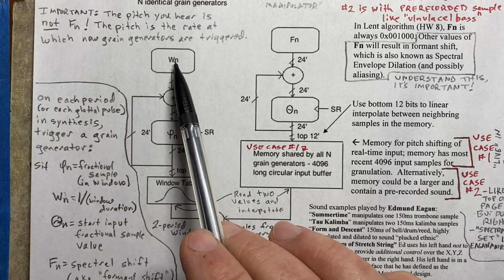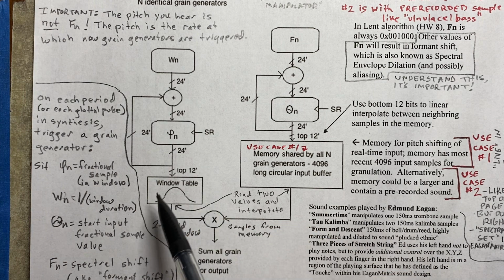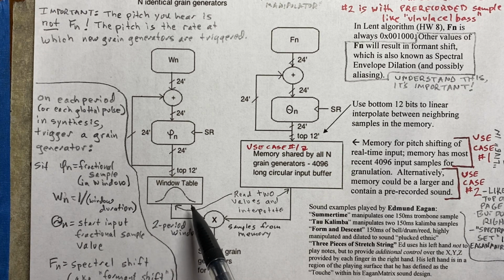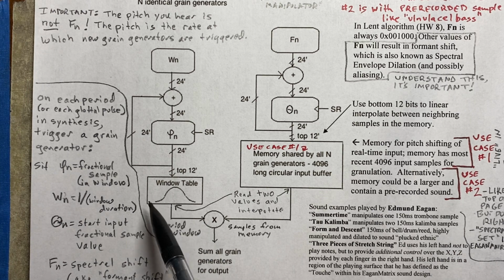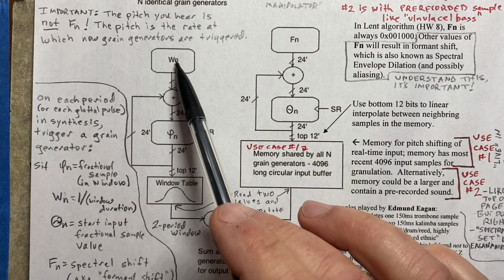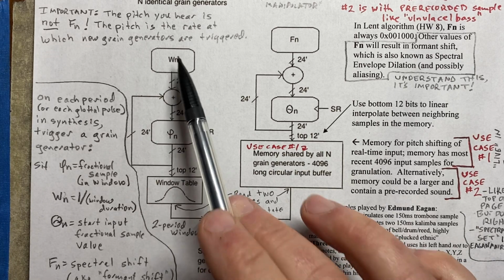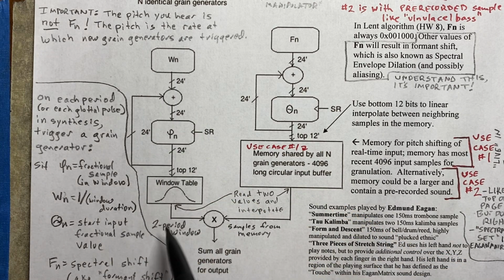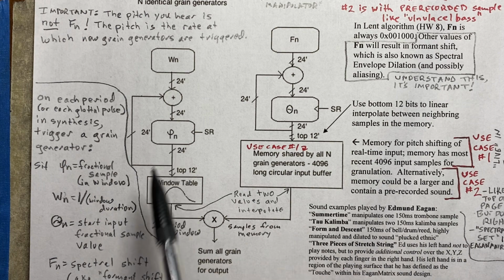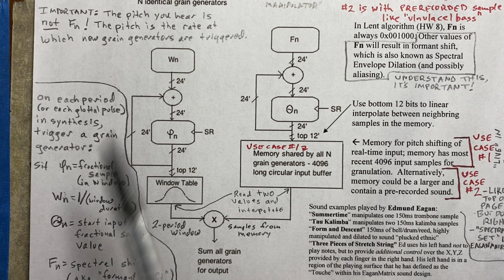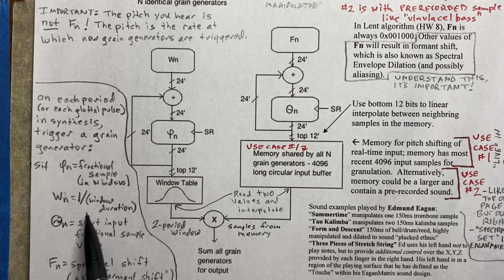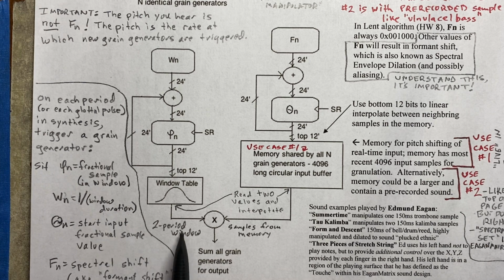If you want to go through the window table faster, or in other words, if you want it to last a shorter time, or if you want wider bandwidth, all those things are different ways of thinking of this. If you want the window to last a shorter time, you put a bigger increment here. If you want the window to last a longer time, you put a smaller increment here. So how do you decide what to put in WN? Well, it's just 1 over the window duration. We want a 2-period window.